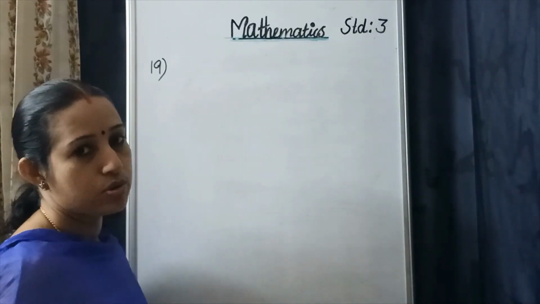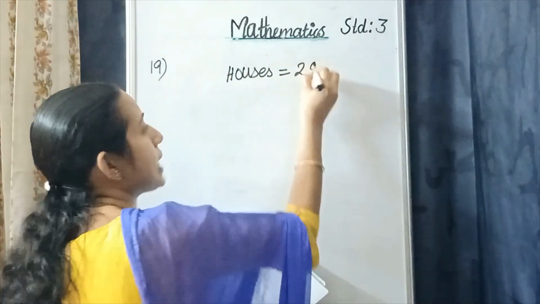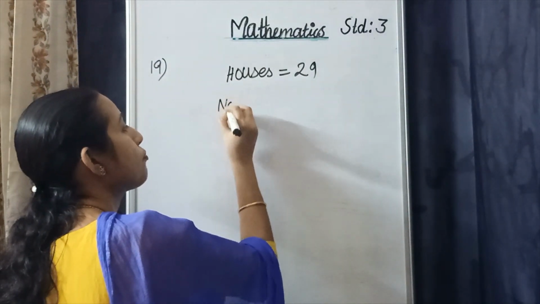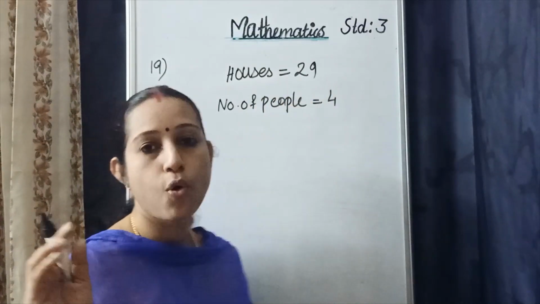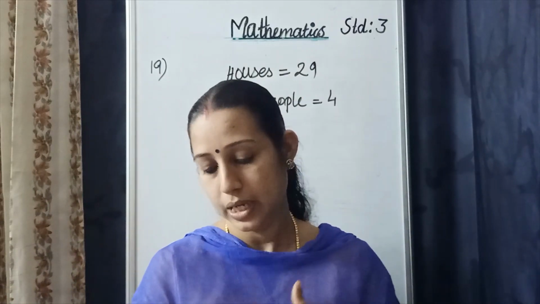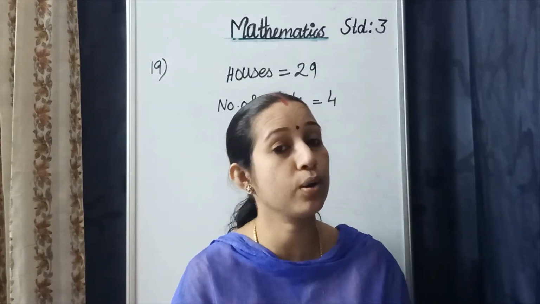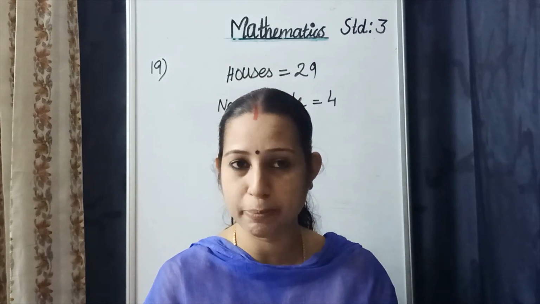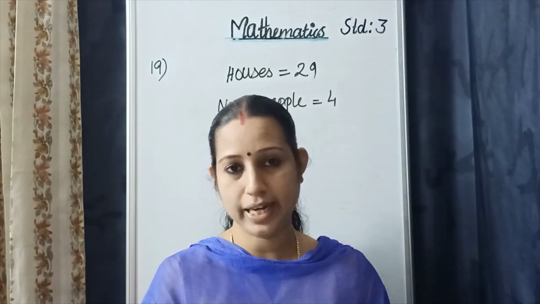Okay, in the housing colony there are a total of 29 houses, so the number of houses is equal to 29. Then, there are 4 people in every house, so the number of people in each house is equal to 4. In each house there are 4 people: father, mother, and 2 children. Then what we have to find is how many people there would be in 29 houses. So 29 into 4, just multiply. Multiply the number of people in one house into the number of houses, and you will get the answer.